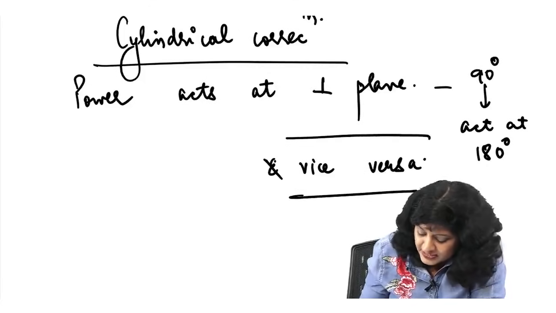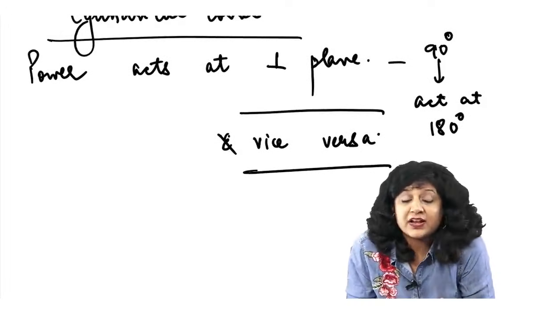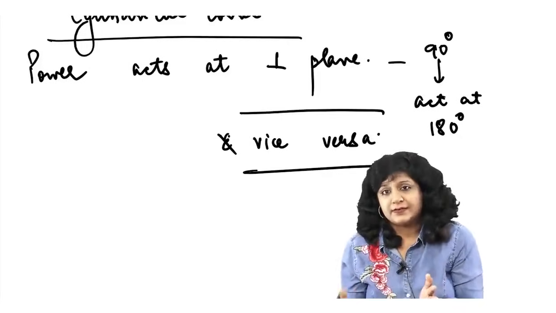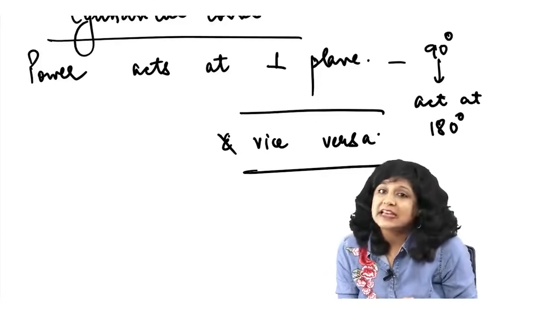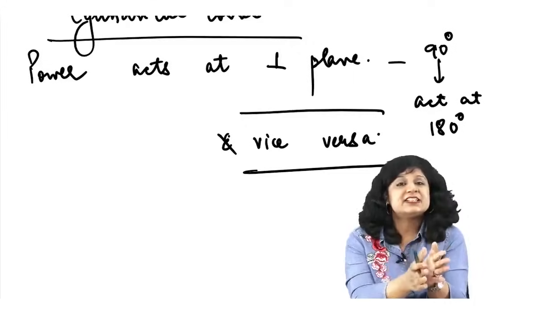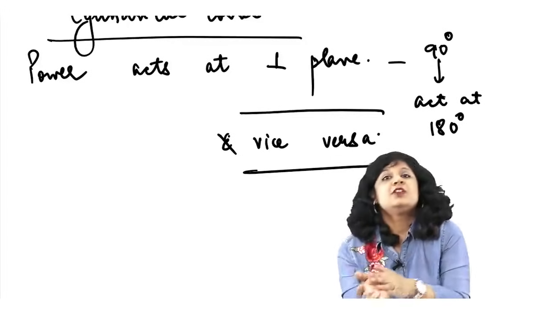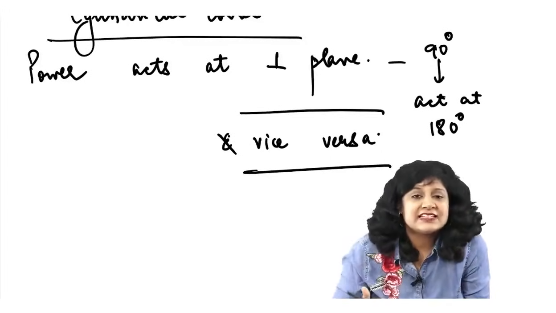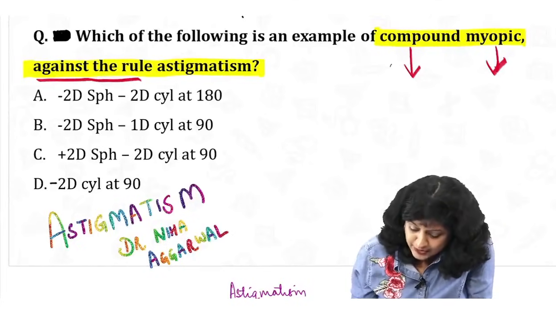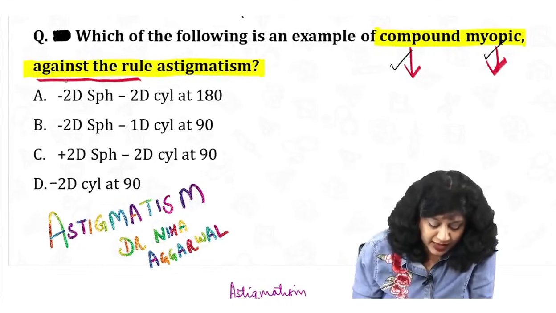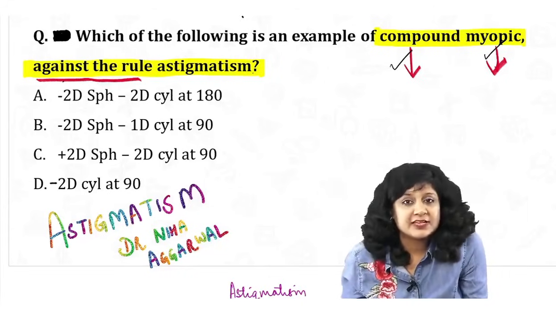This is a very important point, and when you solve retinoscopy related questions, it will otherwise be a barrier in coming to the right answer if you do not know this. This is the property of cylinders: the power of the cylinder will always act at a perpendicular plane. Now with this basic knowledge, let's see the question given. The question was, which of the following is an example of compound myopic against the rule astigmatism? So we'll try to solve them one by one and see what the answer is.